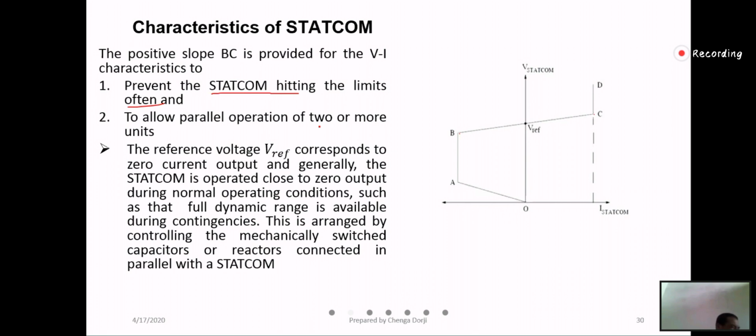Another reason is parallel operation. If you want to operate two STATCOMs in parallel, then this type of characteristic is very useful. Then there is the VREF, which corresponds to the zero current output, meaning at zero current the STATCOM operates from here. So these are the characteristics of your STATCOM unit. With this, we have completed the shunt compensation.